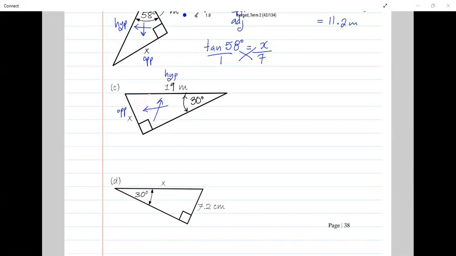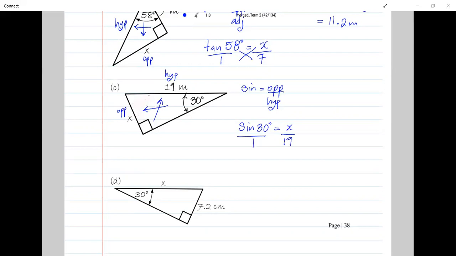Then I would ask myself, which ratio includes opposite and hypotenuse? The answer to that is sine. So I'm going to say sine is equal to opposite over hypotenuse. Then I'm going to say the sine of the angle, which is 30 degrees, is equal to opposite x over the hypotenuse, which is 19.